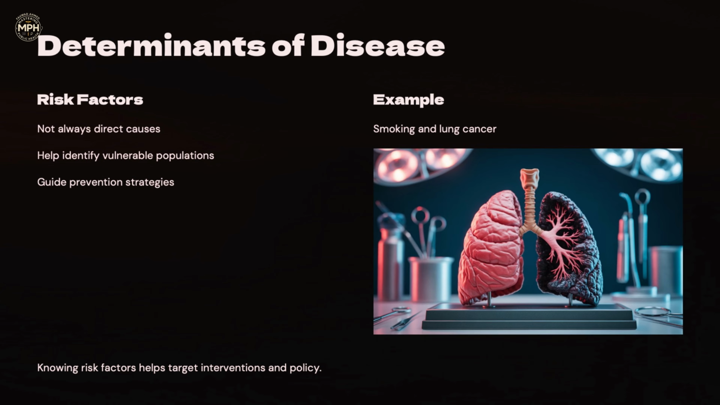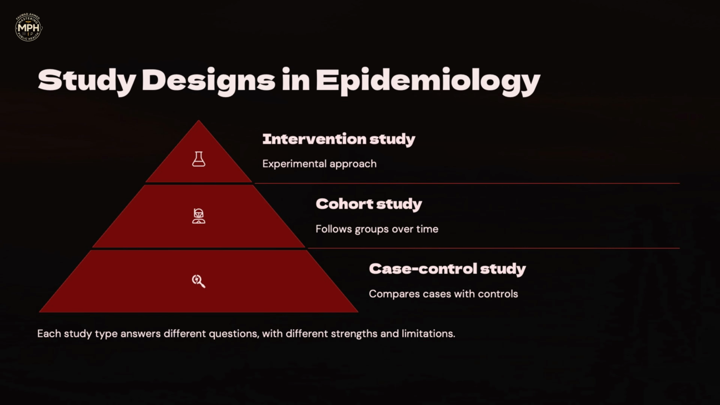Types of epidemiologic studies. To formally test the hypotheses generated by descriptive epidemiology, epidemiologists use three major types of studies: intervention studies, cohort studies, and case control studies.